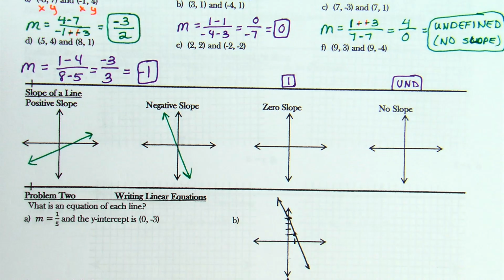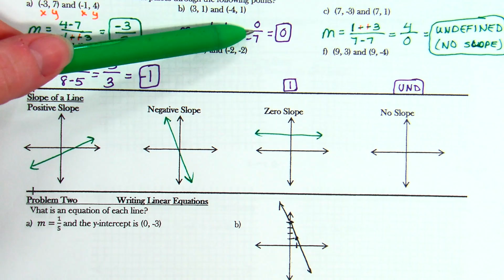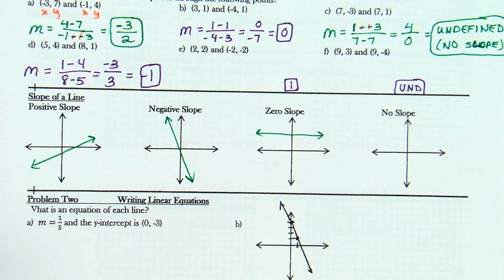So a zero slope is horizontal because, if you think about the zero example up above, it had a rise of 0 and a run of 7. Well, what's a rise of 0 mean? That means you go up and down none, right? And then run means you go left and right all you want. And so a zero slope is the horizontal.